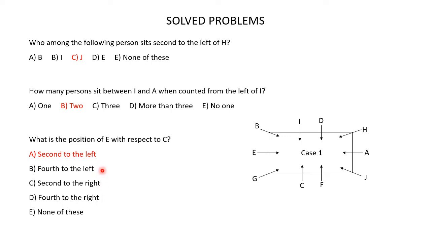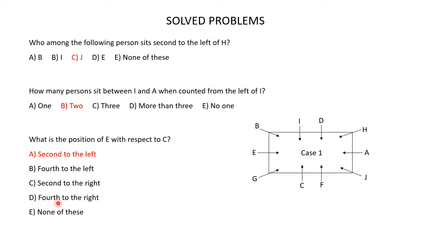Let's just consider the remaining options also. Option B says E sits fourth to the left of C. Fourth to the left of C is 1, 2, 3, 4. Here I sits fourth to the left of C, not E. So option B is wrong. Option C says E sits second to the right of C. Second to the right of C is J, not E. So option C also is wrong.